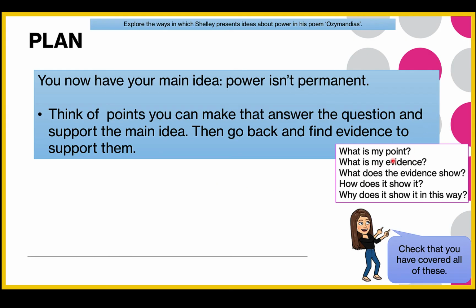So now you've got your thesis statement, you're thinking, right, what's the point that I'm going to make? You'll have a few different points in your essay. What's my evidence then going to be to back up those points? What does the evidence show? Hopefully you've already got your annotation, so you're helping yourself out there, saving a bit of time. How does it show it? And why has it been shown in this way? So do just check that you've covered all these either in the planning stage or when you're writing up your essay.